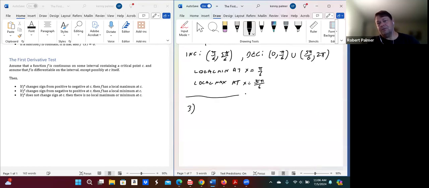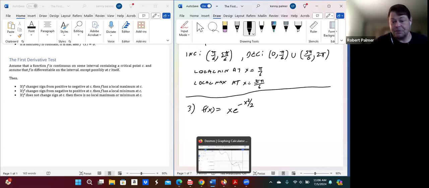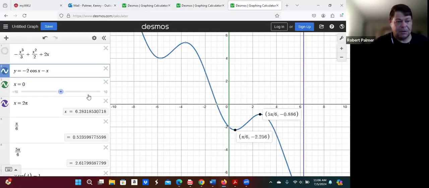Number 3. All right, let's look at one with a little more going on. So x times e to the negative x squared over 2. Once again, we'll graph this first, and it's always good to graph it first.